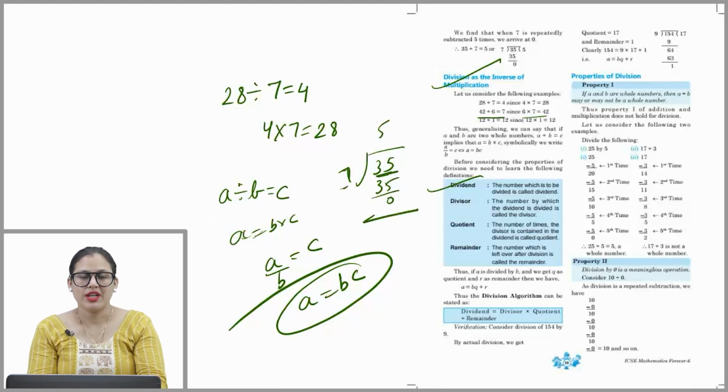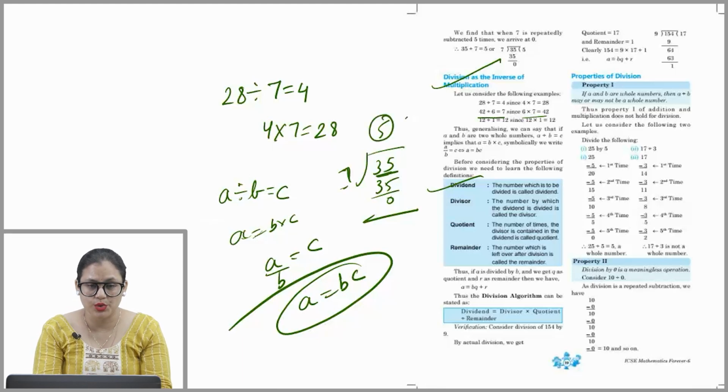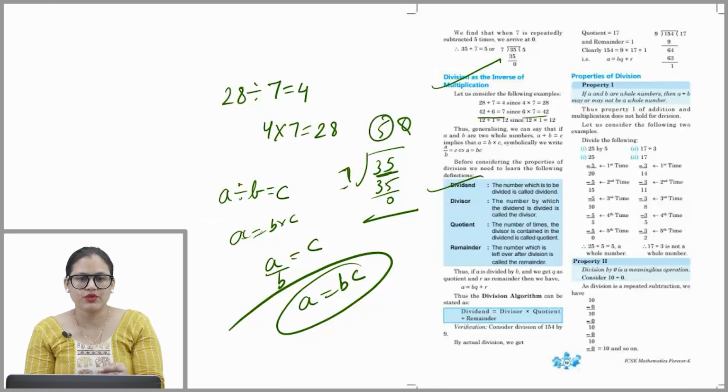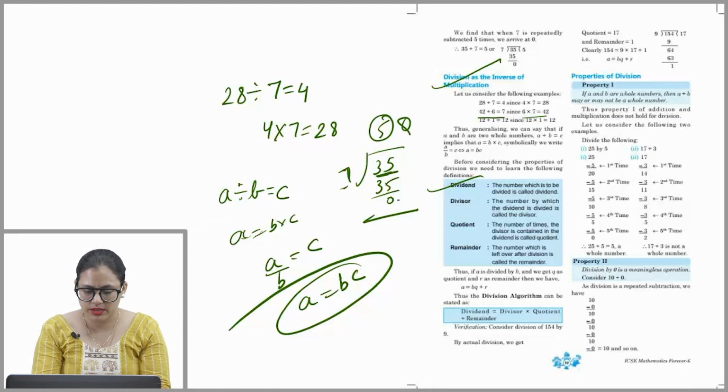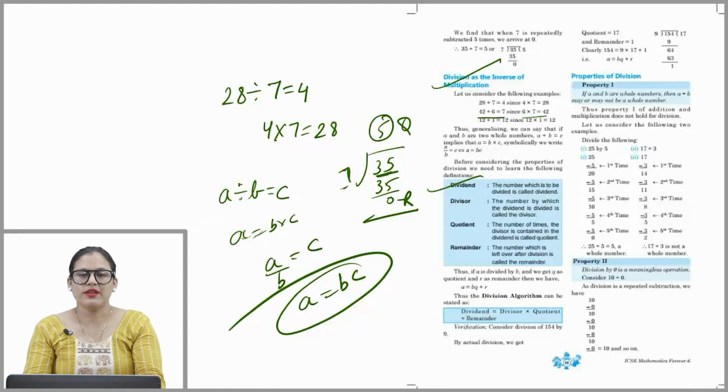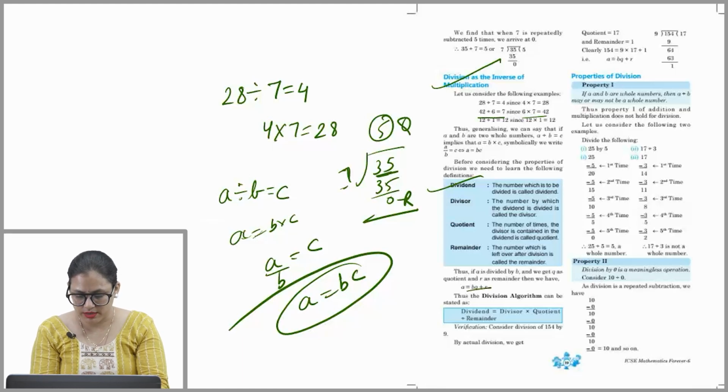Now, quotient. The number of times the divisor is contained in the dividend is called the quotient. This is the quotient. And remainder: the number which is left over after division is called the remainder. This is the remainder. So, thus, if A is divided by B and we get Q as quotient and R as remainder, then we have A is equal to BQ plus R. Thus, the division algorithm can be stated as dividend is equal to divisor into quotient plus remainder.